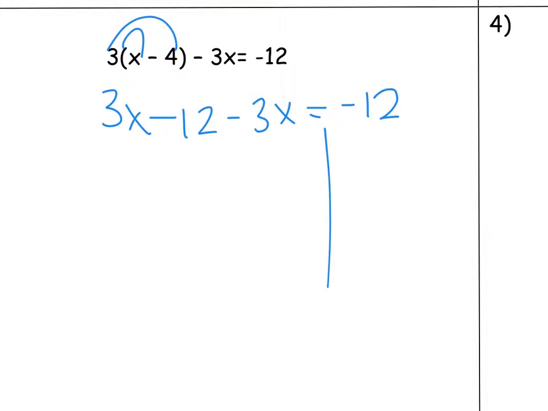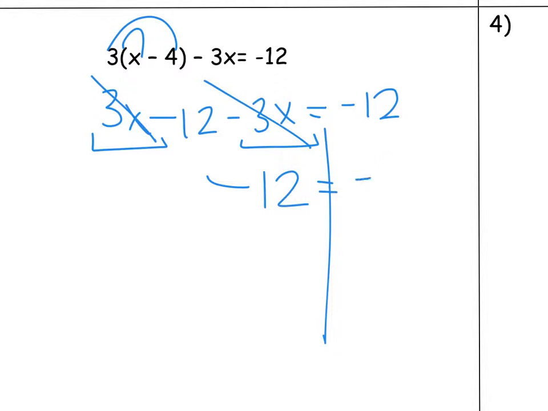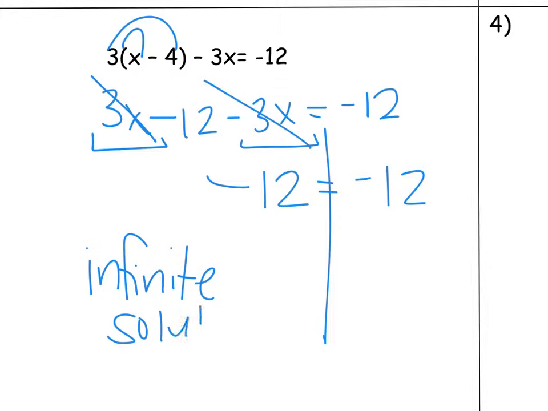Now, if you notice, these are on the same side and they're family. When I put them together, they cancel out. So I'm left with -12 equals -12. This means I have infinite solutions because I have balance on both sides. It's a tricky one.